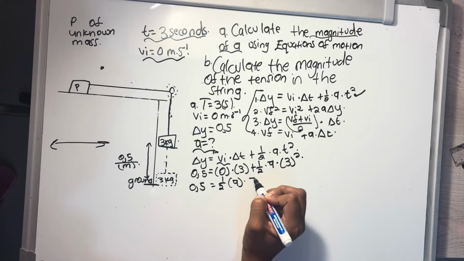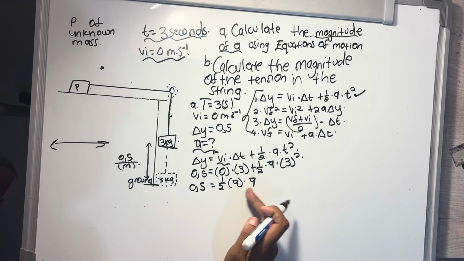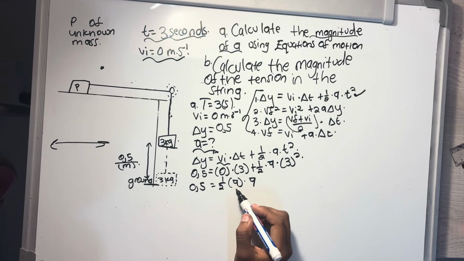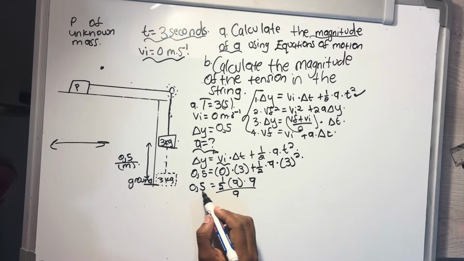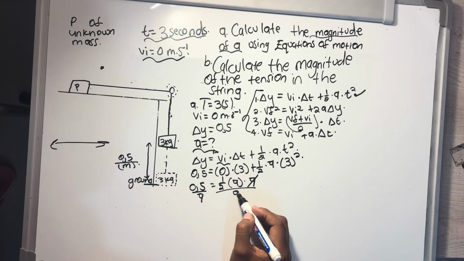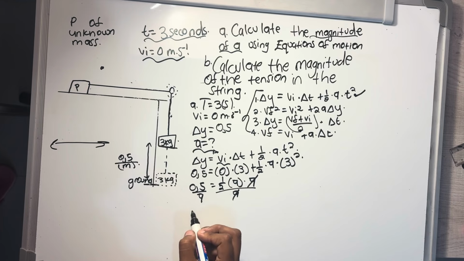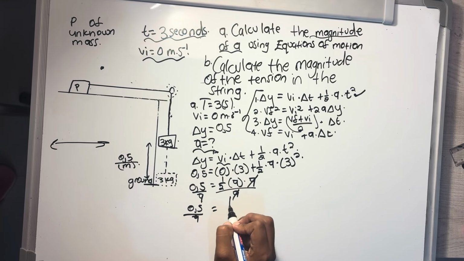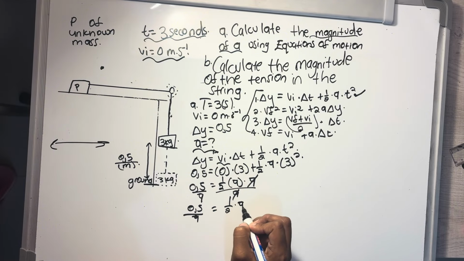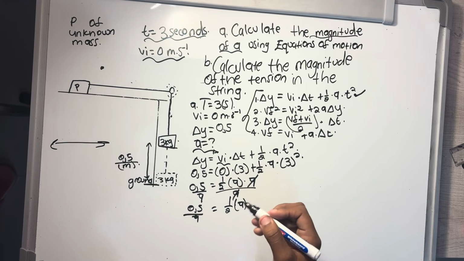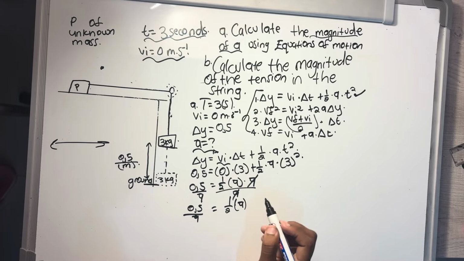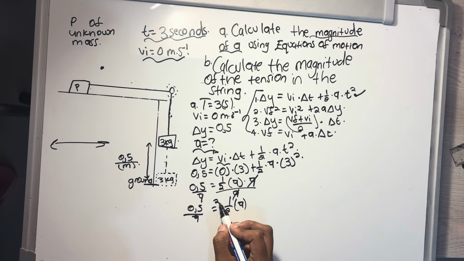9, right? So you'll have your 9 over here. Don't mistake them for one thing. And then you can just divide both sides by 9, and this and this will give you a 9. So now you'll have 0.5 divided by 9 equals 1 over 2 multiplied by a. But remember, we're not looking for a half of a. We're looking for a. So you can multiply this by 2 to get rid of this 1 over 2, because if you multiply by 1 over 2, these two will cancel one another.